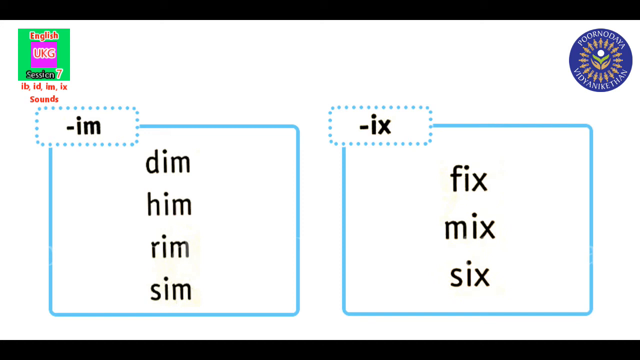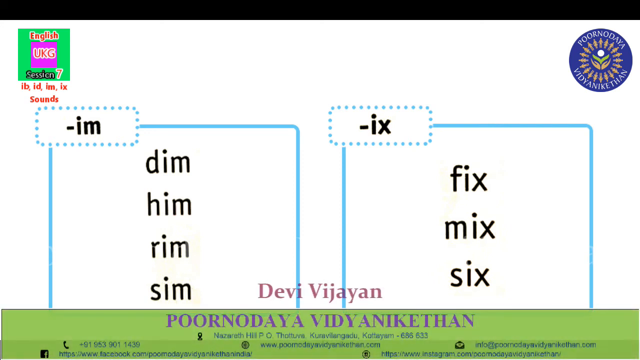Now the next one is rim. R I M. Rim. And what is the sound? Im sound. Now the next one is sim. S I M. Sim. Sim. And what is the sound here? Im sound. Now see the next box.